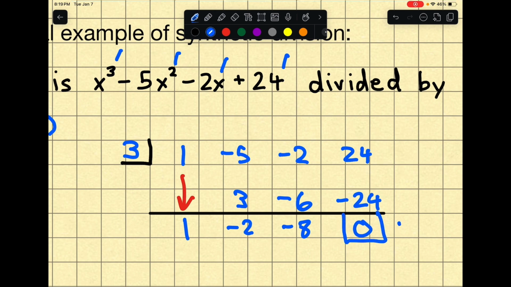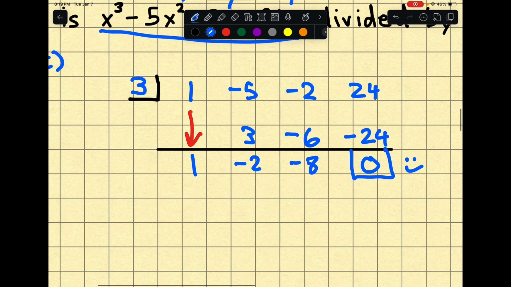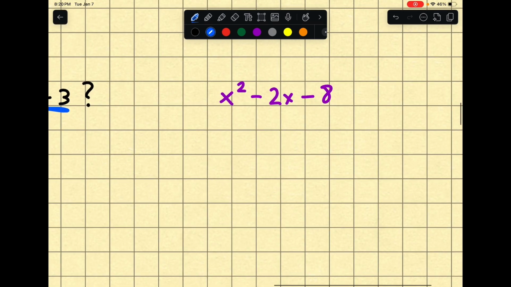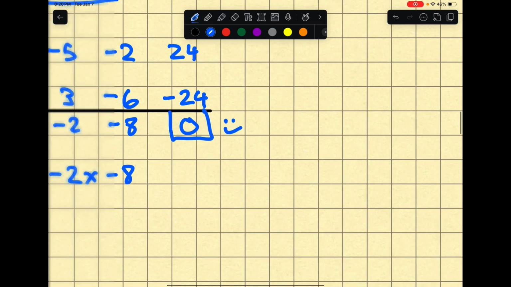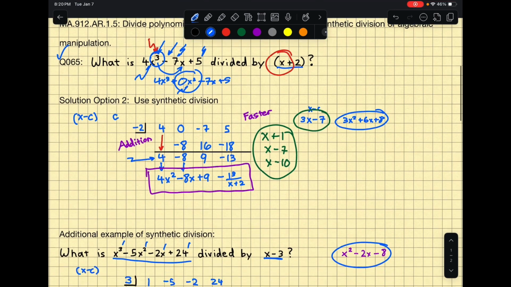Okay, well this is good. We get a 0 as a remainder, which means that x minus 3 is actually a factor of this polynomial. And the remaining quadratic, according to the coefficients that we found in our answer, would be x squared minus 2x minus 8. Fortunately, that looks like the answer that we were supposed to get over here. Okay, good. So another example of synthetic division, which again has some advantages over polynomial long division in certain situations.